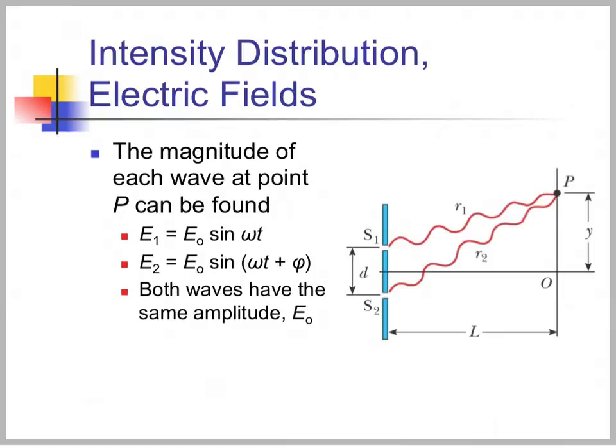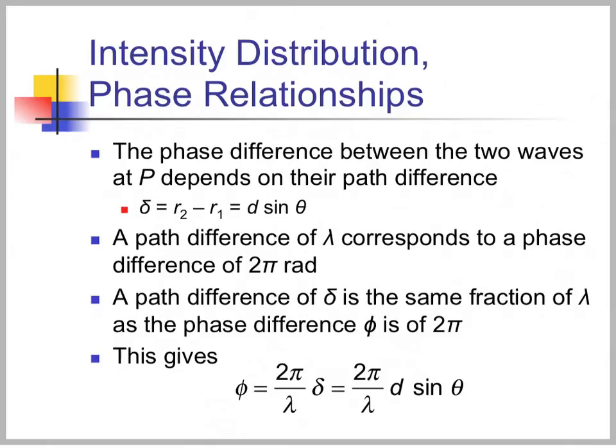So the magnitude of each wave at point P can be found. E1 is E0 sine omega t, and E2 is E0 sine omega t plus the phase difference. Both waves are going to have the same amplitude. The phase difference between the two waves depends on their path difference. So delta is R2 minus R1, which we said was d sine theta. A path difference of one wavelength corresponds to a phase difference of 2 pi radians. So a path difference of delta is the same fraction of lambda as the phase difference of phi is of 2 pi. In other words, phi over 2 pi is delta over lambda, or phi is equal to 2 pi over lambda times delta, which is 2 pi over lambda times d sine theta.